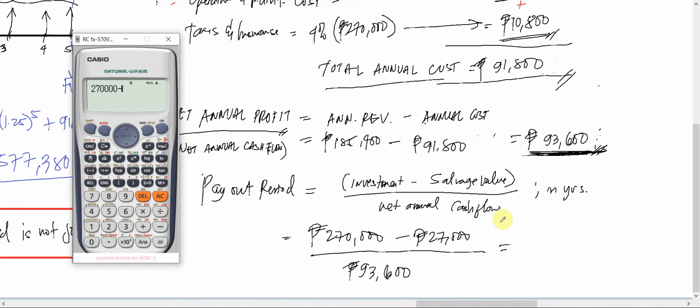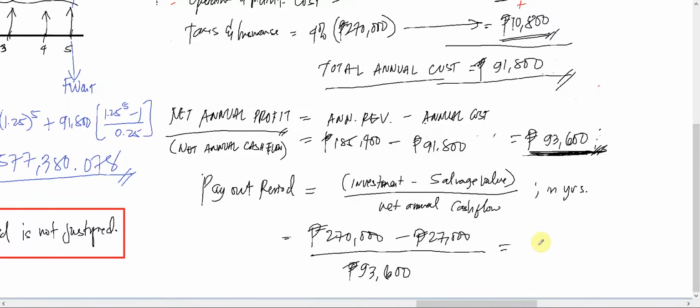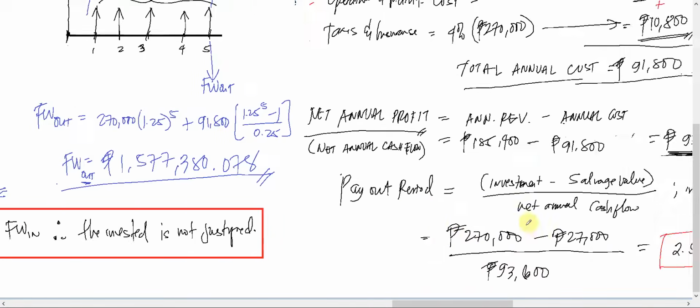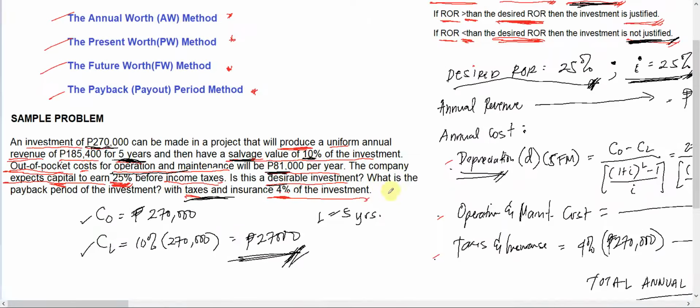So, therefore, ang payout period natin dito is equal to 270,000 minus 27,000 divided by 93,600. So, that is equal to 2.59 years. Okay? So, ganyan katagal mo mababalik yung capital for this problem. Bakit natin hinanap yan? Kasi sa problem, hinahanap din yan. Hinahanap dito, what is the payback period of the investment?